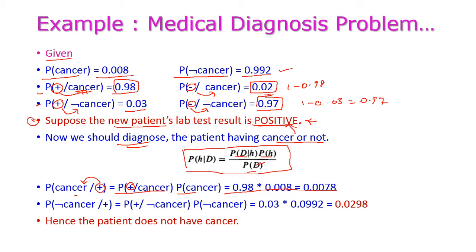We simply remove P of D here, because on both sides we have the same value, so we can remove that one. What is the result here? 0.0078. And the next case, P of not cancer given positive test result, which is equal to P of plus given not cancer into P of not cancer, which is equal to 0.03 into 0.992, which is equal to 0.0298. Okay, 0.0298. That means the patient does not have cancer.